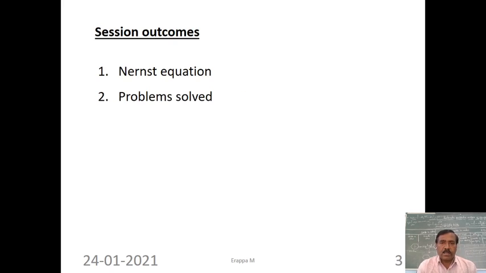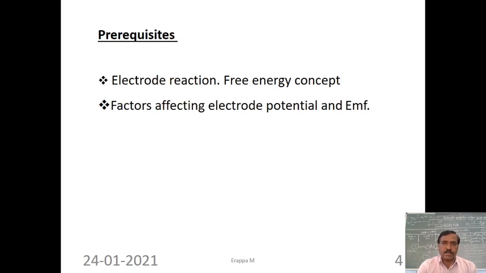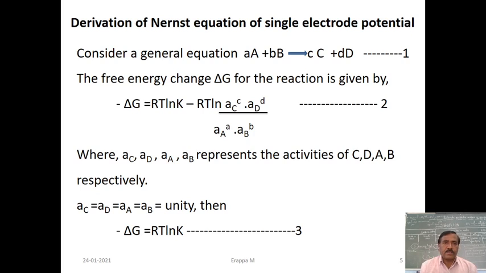The outcome of this session: at the end, we should know how the Nernst equation is derived based on the free energy concept, and solve some problems based on the Nernst equation. Before the session starts, you should know what is meant by electrode reaction, the free energy concept, and what factors affect the electrode potential and EMF. So, the derivation of the Nernst equation for single electrode potential.